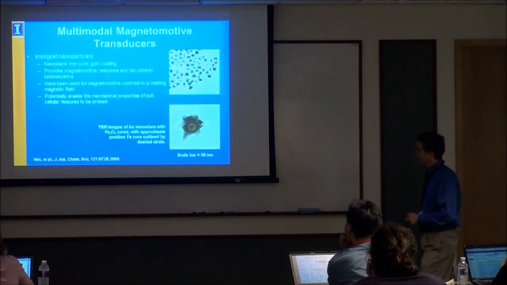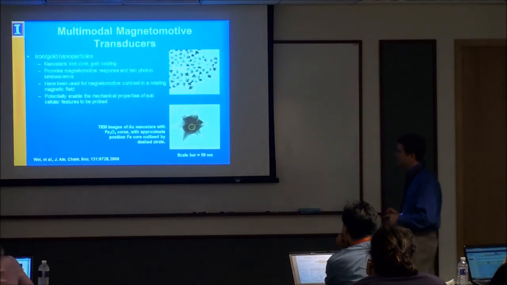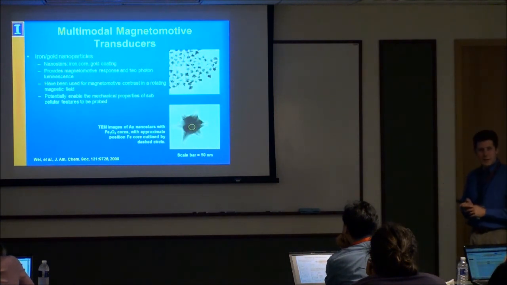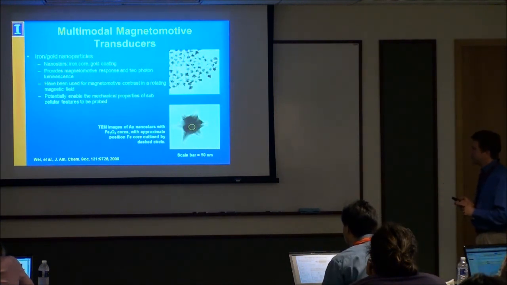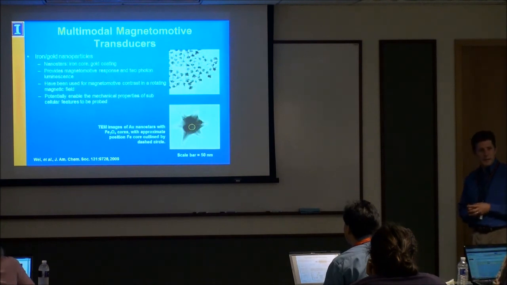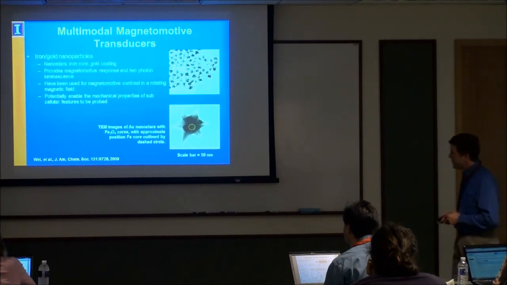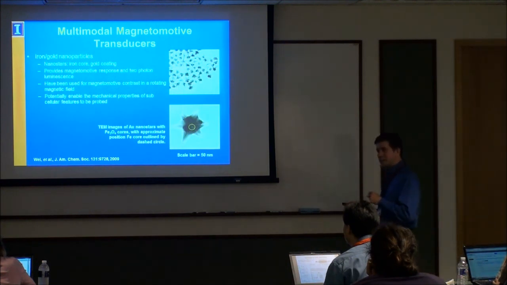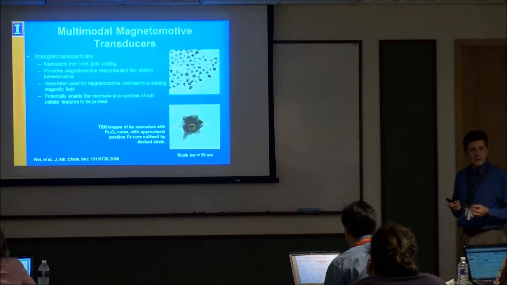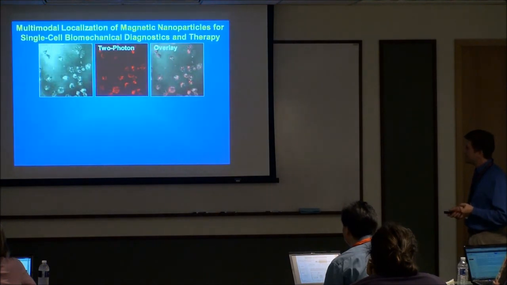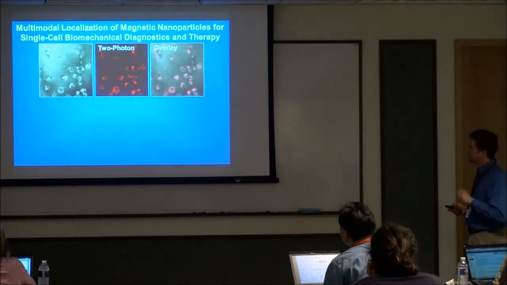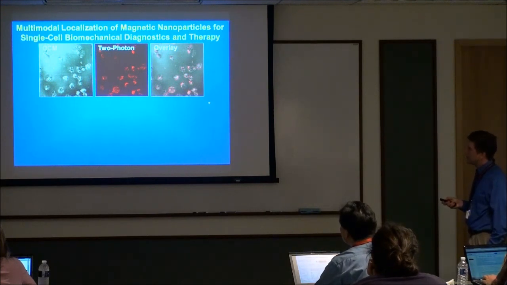I just wanted to put up a segue into Professor Wei's talk. He's been a longtime collaborator of ours and has been working on different types of magnetic nanoparticles. These are magnetic gold nanostars, gold nanostars that have an iron oxide core. These are interesting because potentially we can use them to look at mechanical properties in single cells. So we've been developing techniques to identify those nanoparticles.